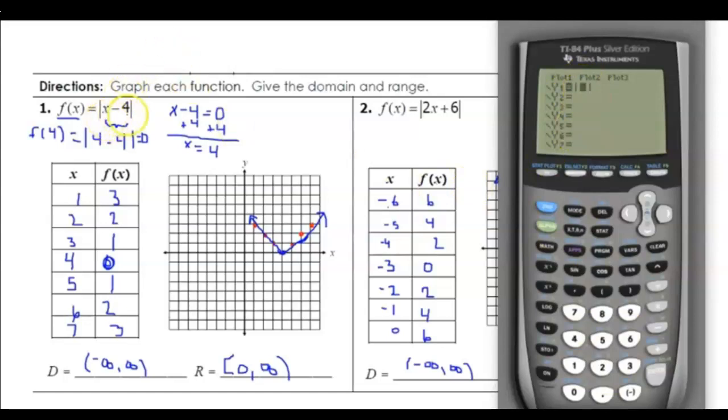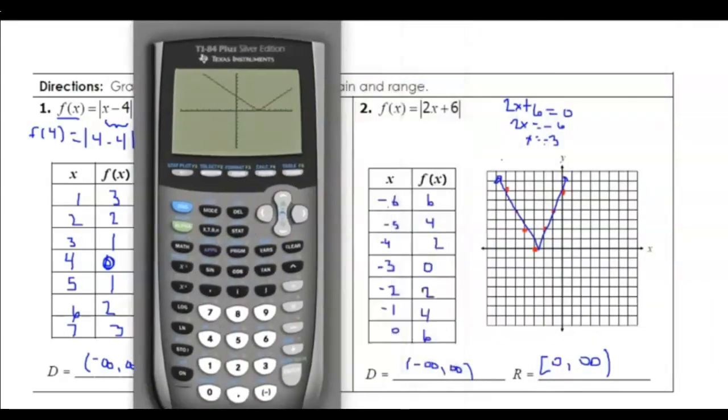I'm going to go ahead and type in the function x minus 4. And remember, for x, we're going to use this key for our variable x. Okay, so x minus 4. And then I'll come out of that, and I'm going to hit graph. Look at that. It graphs my absolute value function, and it looks pretty solid, right? Looks really good. So I am good on that one.